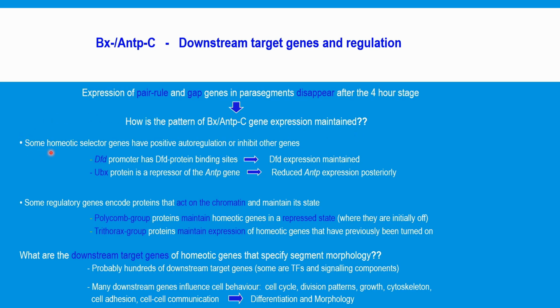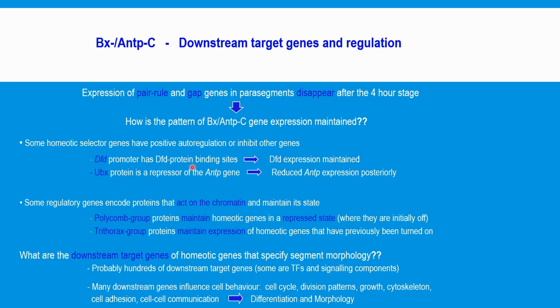And some homeotic selector genes have positive autoregulation. So when they are turned on, they will have a self-perpetuating autoregulatory loop. And then, as I mentioned, some other genes can suppress other Hox genes, they can suppress, this posterior dominance, for example. So you can establish and maintain expression patterns. Some examples of this are given here.